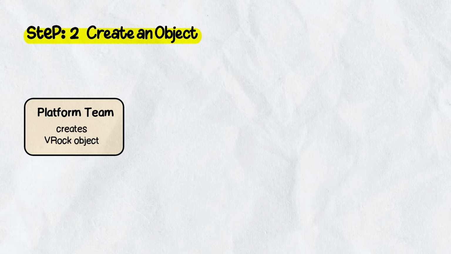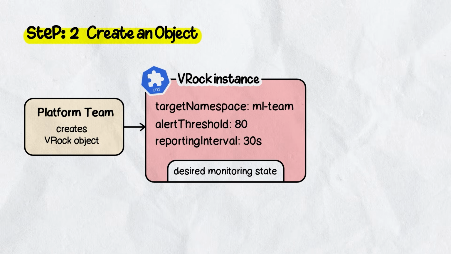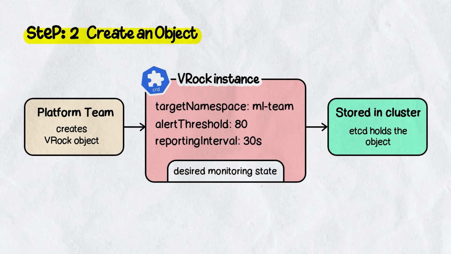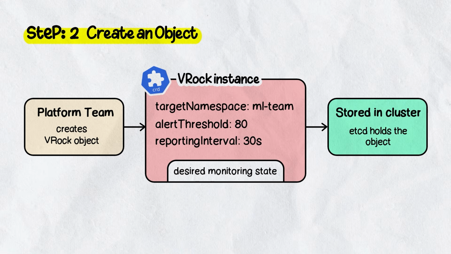This is where you need to create a vrock object. Now, someone on your platform team creates a vrock instance declaring the desired monitoring state for a particular namespace. The object gets stored in etcd, the cluster holds it, but still nothing happens because the controller isn't running yet.